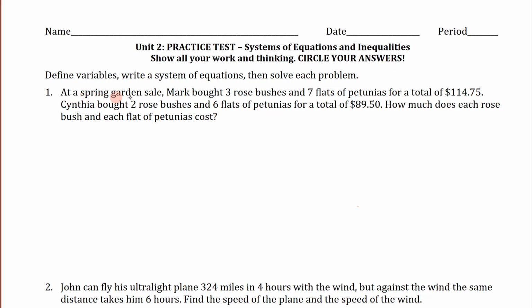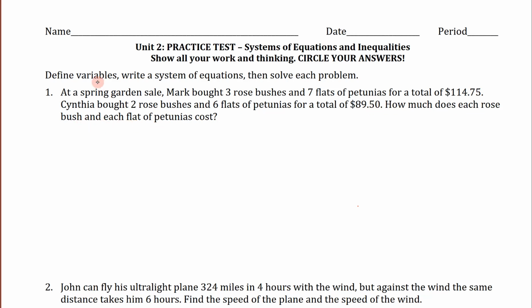It says at a spring garden sale, Mark bought 3 rose bushes and 7 flats of petunias for a total of $114.75. Cynthia bought 2 rose bushes and 6 flats of petunias for a total of $89.50. How much does each rose bush and each flat of petunias cost?